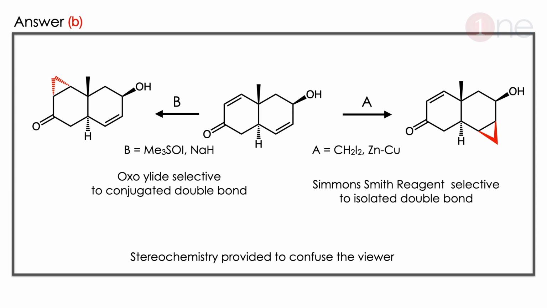Similarly on the B side, for the conjugated double bond, the sulfonium halide is there. It will only attack the conjugated double bond. So Simmons-Smith only attacks the isolated double bond and the sulfonium halide only attacks the conjugated double bond. Here it is all about selectivity. The stereochemistry given is only to confuse the viewer. So nothing more.